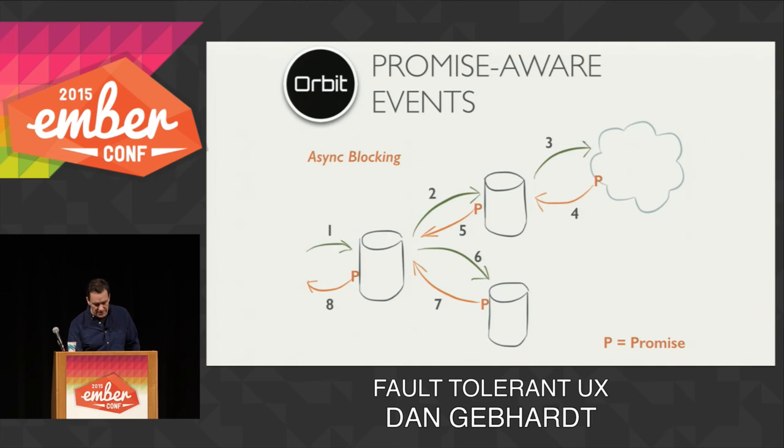So these events are promise aware, and the connectors basically translate the events between sources. Sources that want to engage with those events can return a promise, and the originating event won't be resolved until all the promises that are involved in that transaction are resolved. So that's the async blocking pattern, in which sources say, yes, I want to be involved in the resolution of an event.